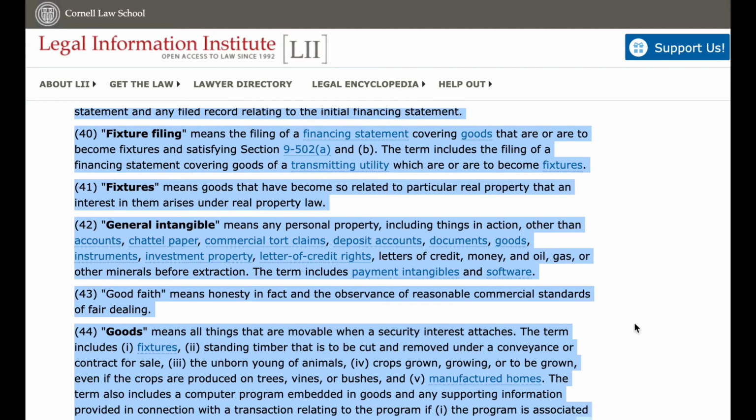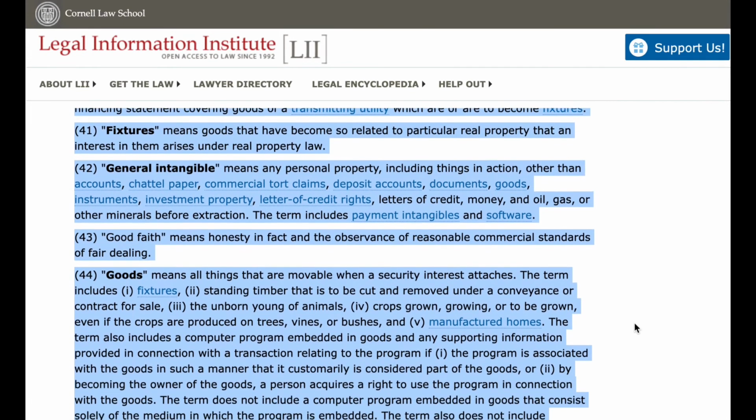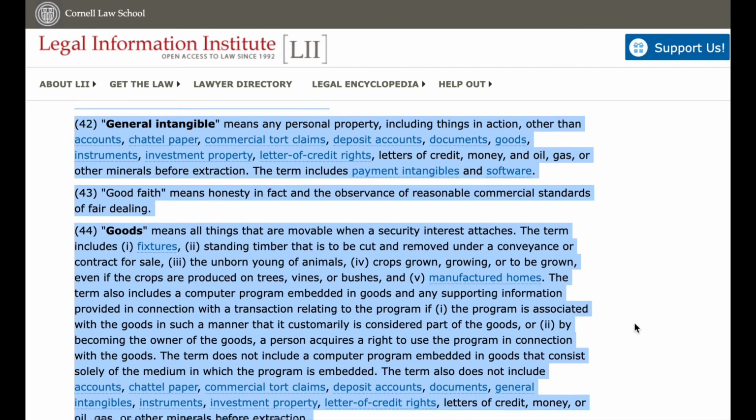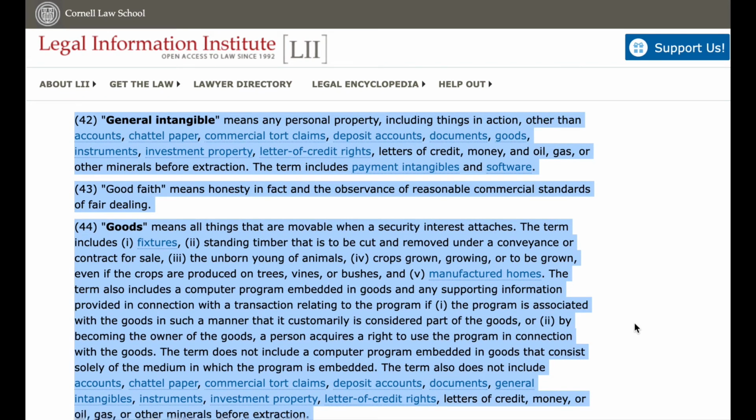42. General intangible means any personal property, including things in action, other than accounts, chattel paper, commercial tort claims, deposit accounts, documents, goods, instruments, investment property, letter of credit rights, letters of credit, money, and oil, gas, or other minerals before extraction. The term includes payment intangibles and software. 43. Good faith means honesty in fact and the observance of reasonable commercial standards of fair dealing.